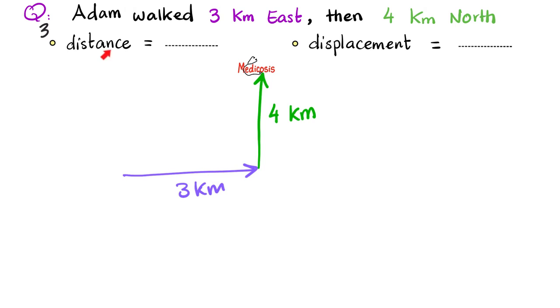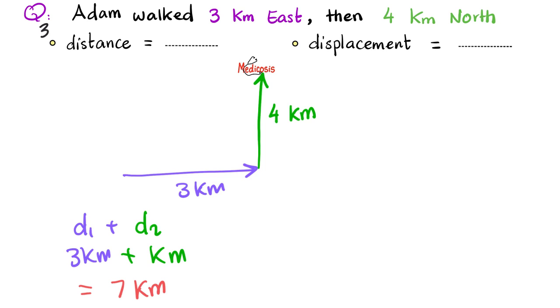What is the distance? Total distance equals distance 1 plus distance 2, so d1 plus d2. d1 is 3 kilometers and d2 is 4 kilometers. 3 plus 4 equals 7 kilometers, and this is a scalar quantity, which means only a magnitude, no directions, so 7 kilometers is the total distance.